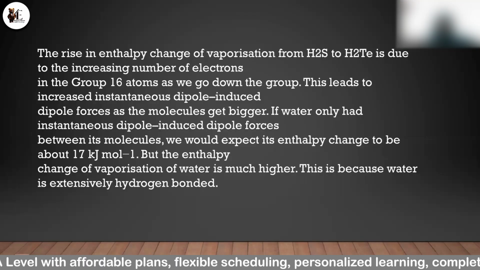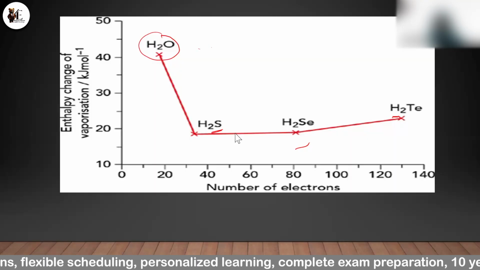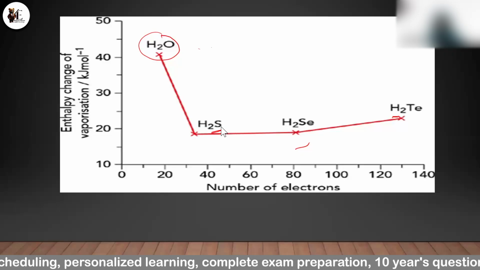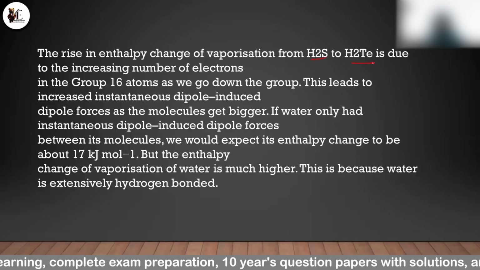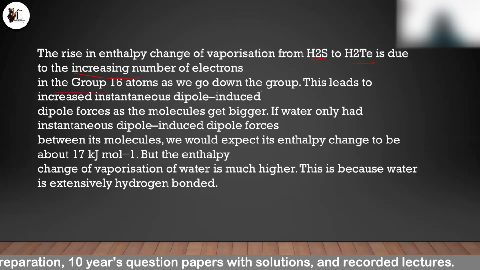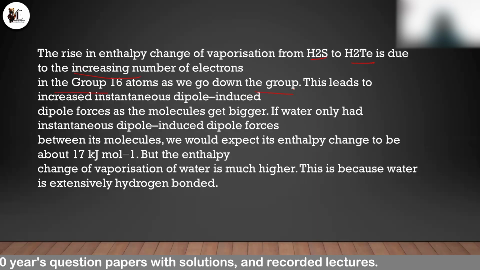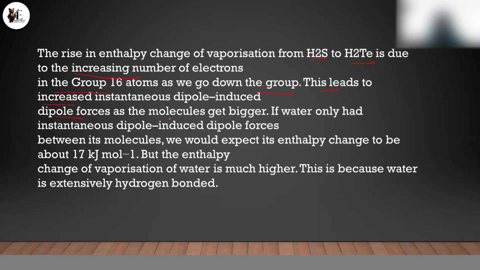Okay, so you can see here that H2O has the highest enthalpy change of vaporization, but in the graph there is a slight rise in the enthalpy change of vaporization from hydrogen sulfide to H2Te. Why? Because of the increasing number of electrons in the group 16 atom as we go down the group. So atomic number increases, number of electrons increases. So this leads to increased ID-ID forces. ID-ID forces, instantaneous dipole-induced dipole forces, increase when the number of electrons increases because the molecule gets bigger, so more can be induced.